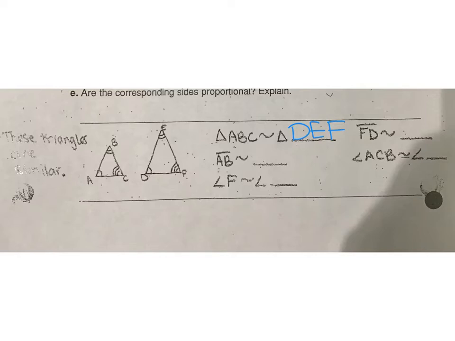AB is similar to DE. Angle F is similar to angle C. We could tell that by the three little arcs. And then FD, notice that we're going from F to D, so we've got to go from C to A.